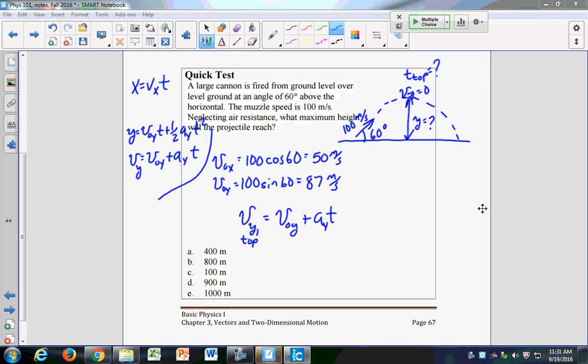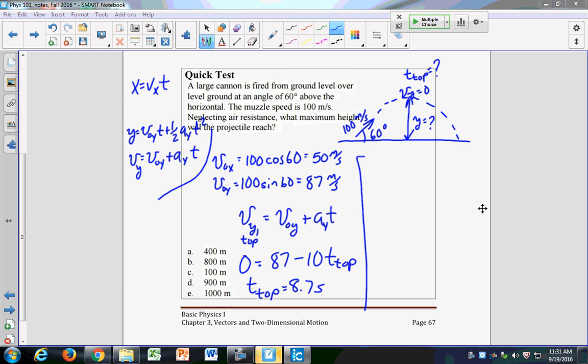And that's going to be one of our little tricks. When we need to find the time, and we know something about the y motion, then I can say the velocity at the top is equal to 0. So 0 equals 87 minus 10, because ay is equal to negative 10, times t at the top. And then t top is 8.7. Y'all confirm that? Yeah, so that's 8.7 seconds.